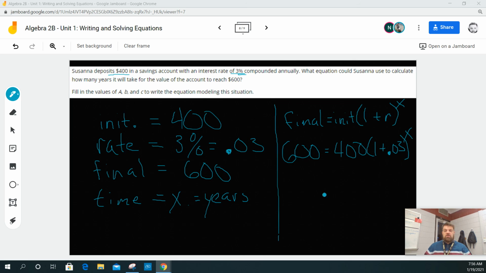Oh, I suppose though we could finish this. We could combine the terms inside the parentheses if we wanted to. So this could be 1.03 raised to the x. So I suppose we could do that.